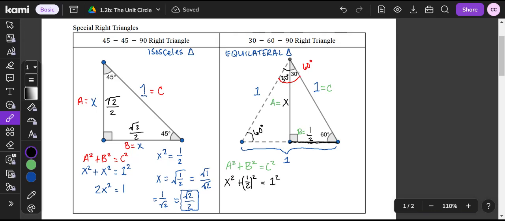Now, I want you to pause the video for a sec and see if you can solve for the value of x in this problem. Do it on your own, and I will give you the answer in 3, 2. All right, here's the rest of this problem worked out.